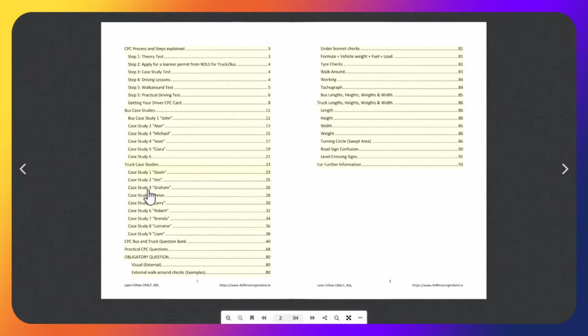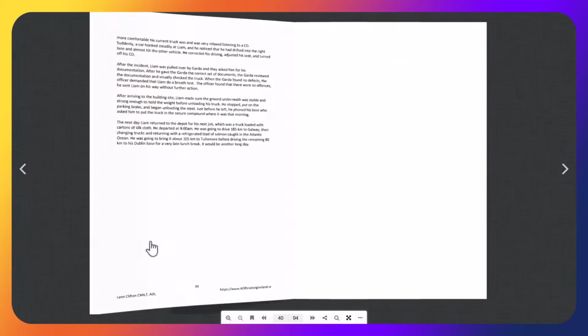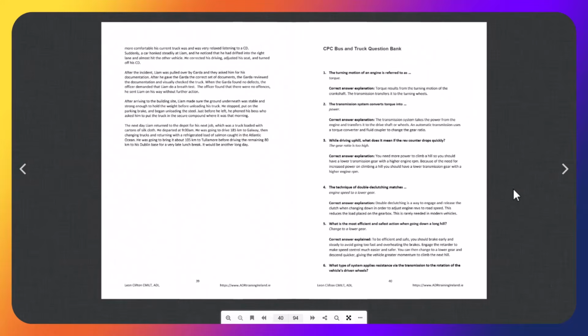So it has all the case studies for the truck, all the case studies for the bus. The first one's for the bus, 6 for the bus, 9 for the truck. And then it has the question bank. So these are all the questions that are going to come up.